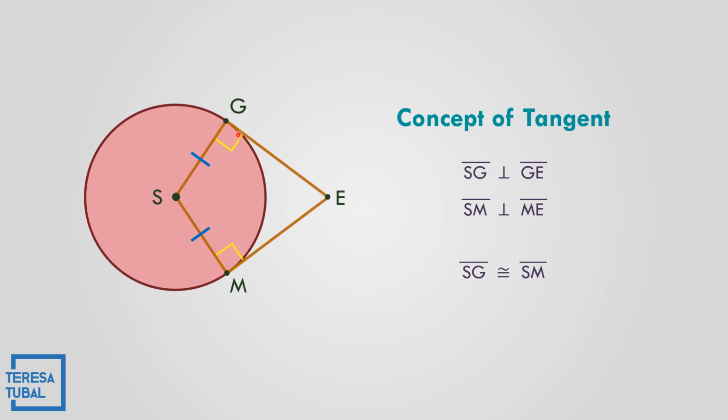Segment SG is congruent to segment SM. So if the measure of segment SG is 7, then segment SM is also equal to 7. Another, segment GE is congruent to segment ME. If the value of segment GE is equal to 11, it means the value of segment ME is also equal to 11.